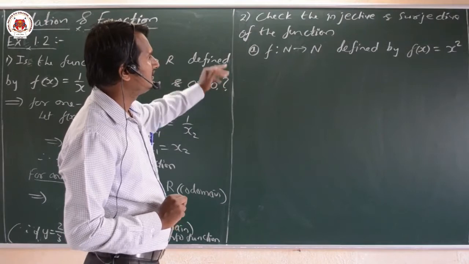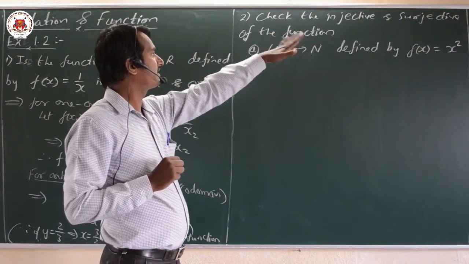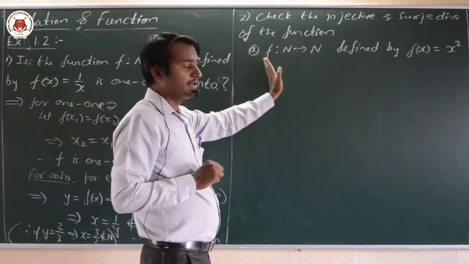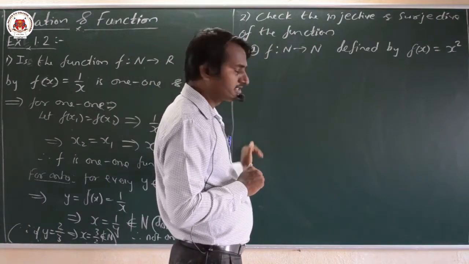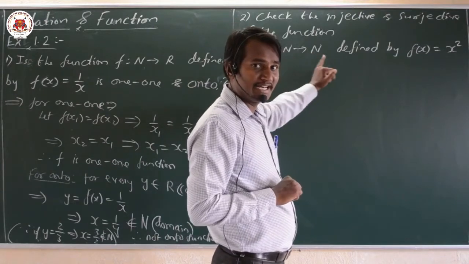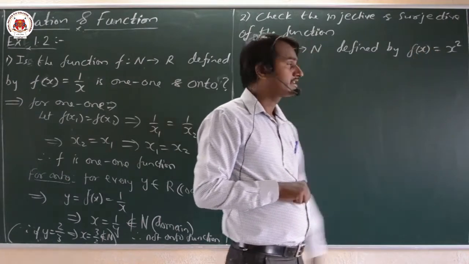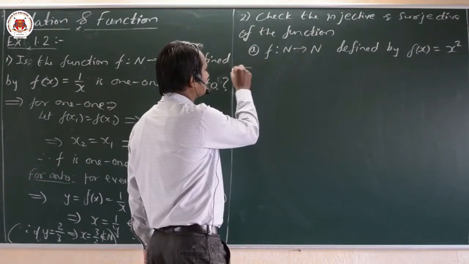Okay, dear friends, now let us start with the second question. What is the second question here? Check the injectivity and surjectivity of the given function. We will have a lot of sub-examples here. F from N to N, natural numbers to natural numbers, defined by f of x equal to x square. Okay, let us start here.